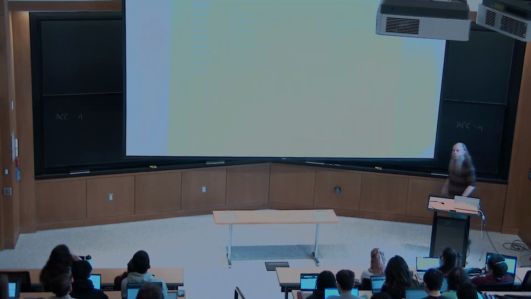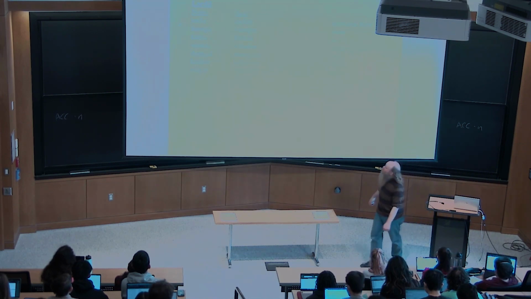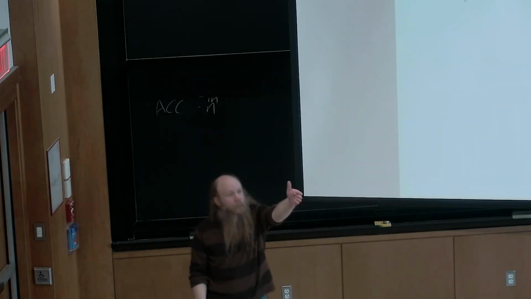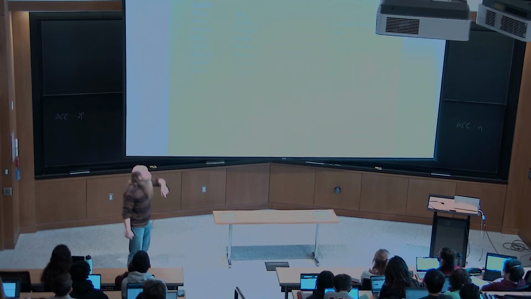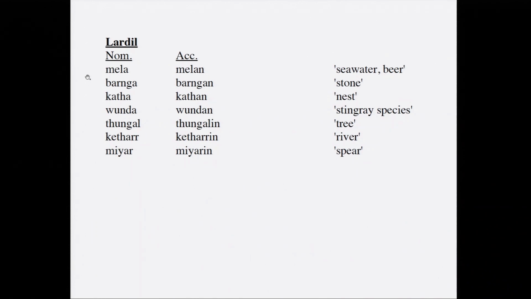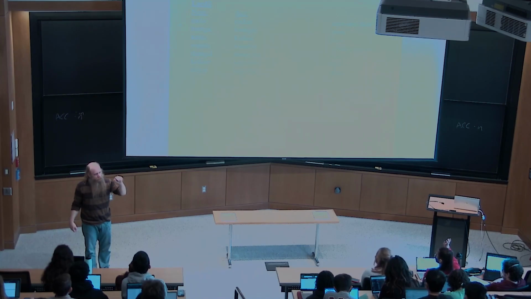Yes? The ones that have IN? Yeah, so some of them have IN, right? Like tree and river and spear, I think. What determines whether the suffix is N or IN? Yes? The last letter. The last letter of the noun, yeah, of the nominative. So can you be more specific? What determines whether it's just an N or an IN?